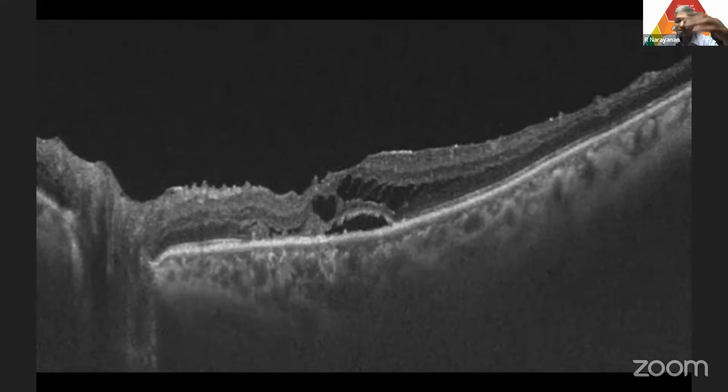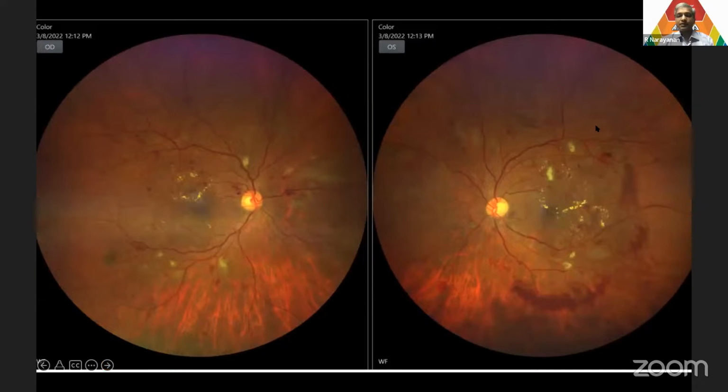There may be exceptions, there may be other evidence, there may be some protocols. But the general point I made, you can please make a note. Center involving macular edema, generally we go for injections. Non-center involving macular edema, we generally either observe or do laser. Okay, and this eye also has subretinal fluid. Okay, so let's move on to the next slide.